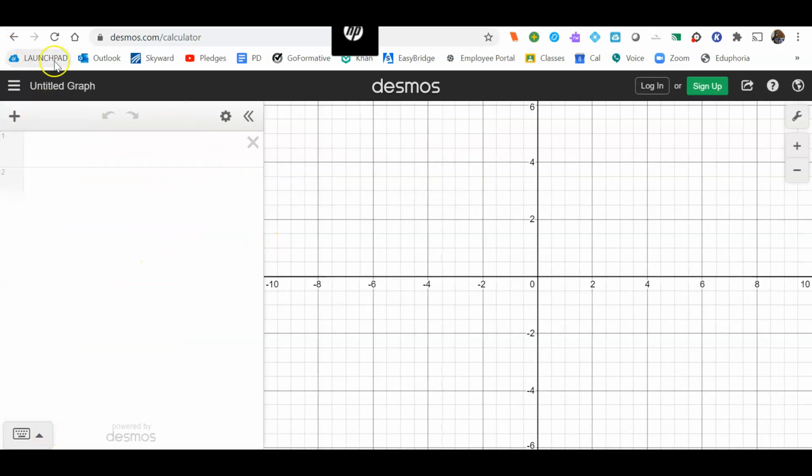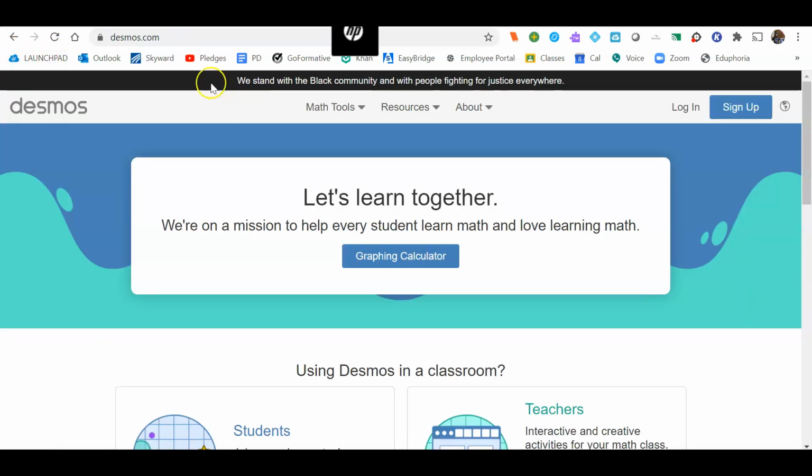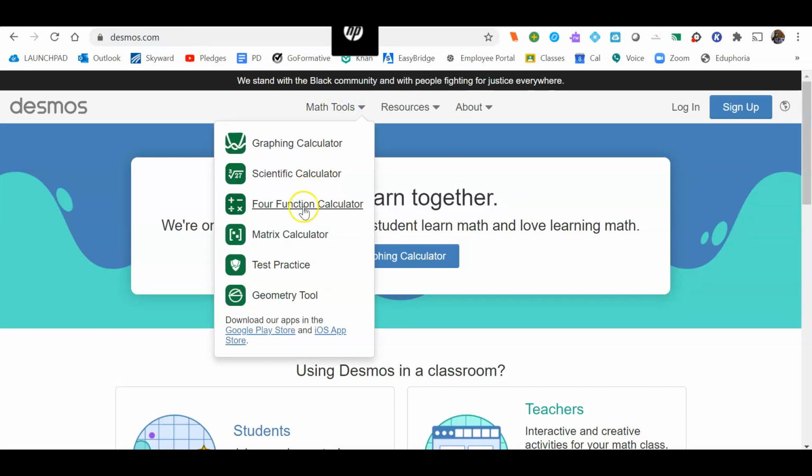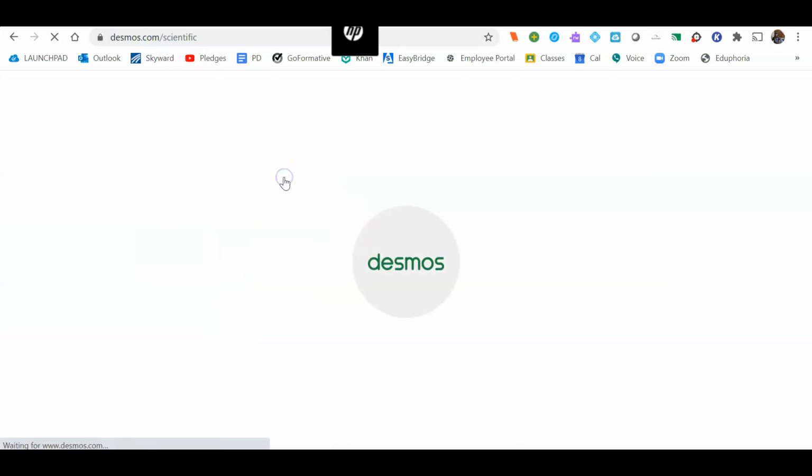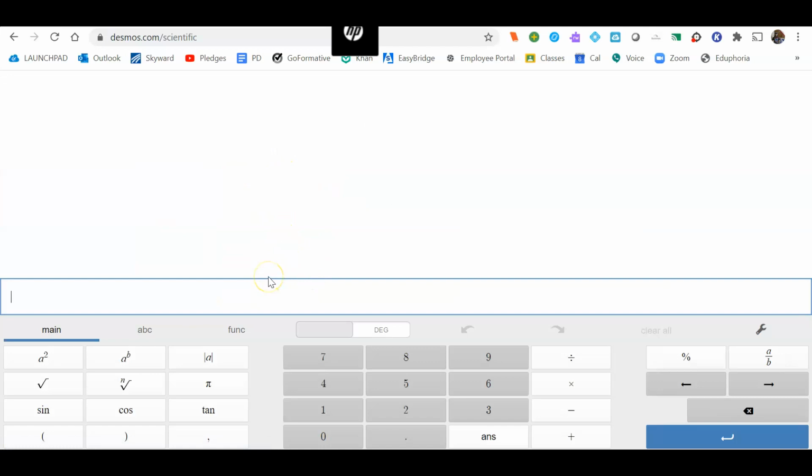All right, one second. When you go to desmos.com, make sure you click Math Tools at the top, and then you're going to click scientific calculator. You don't want to be at that graph paper because we're not graphing stuff right now. So what we're going to do right now is we're going to type this in and see if it works.